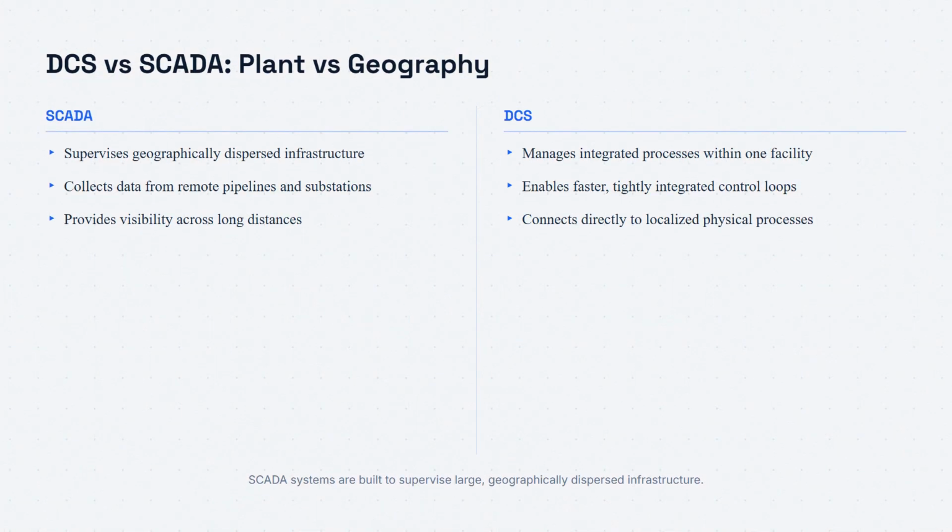SCADA systems are built to supervise large, geographically dispersed infrastructure, a pipeline running 800 kilometers, a power grid spanning multiple substations. SCADA collects data from remote sites and gives operators visibility across that distance. A DCS manages localized, highly integrated, continuous processes inside a single facility: the oil refinery, the chemical plant, the pharmaceutical manufacturing floor. Where SCADA handles geography, a DCS handles depth, tighter integration, faster control loops, and direct connection between the control system and the physical process in one location.